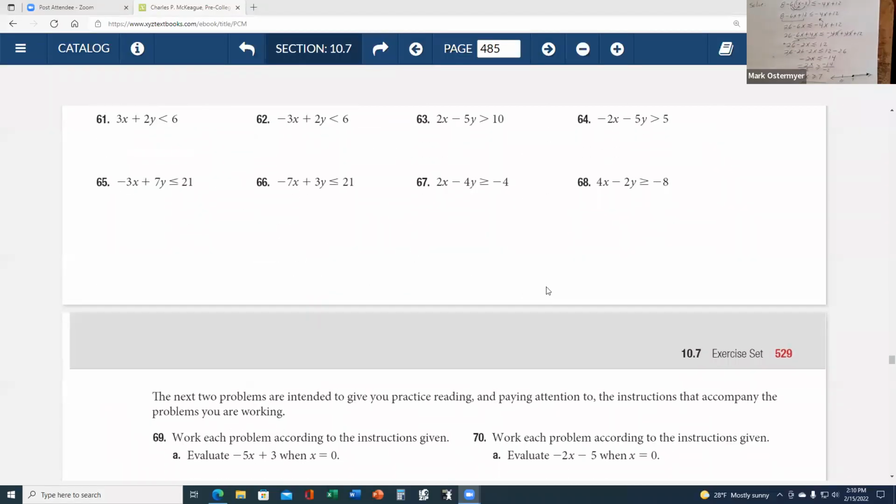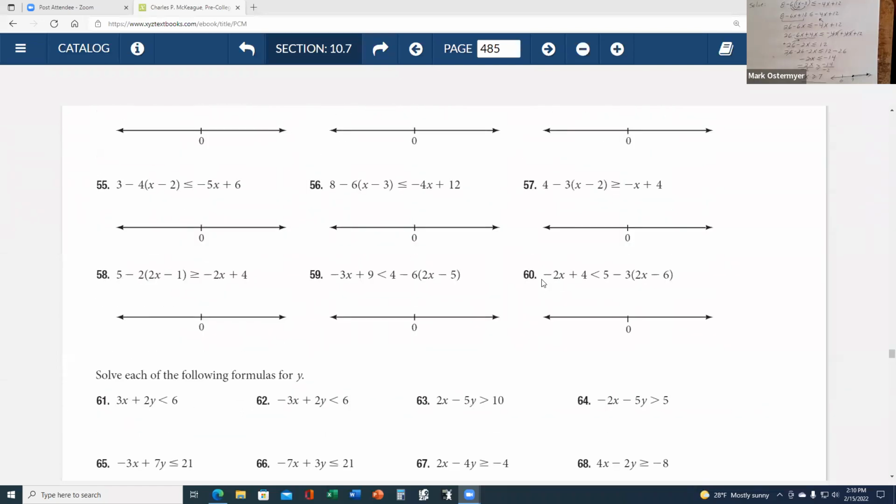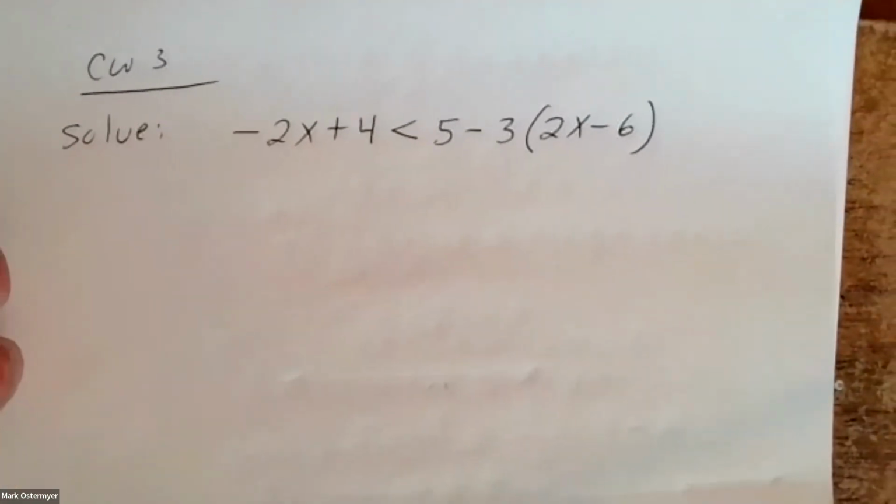All right, so let's see if I can have you do classwork number 3. Ladies and gentlemen, we'll call this number 3. See if you can solve this inequality here. Negative 2x plus 4 is less than 5 minus 3 times 2x minus 6. This is problem number 60. Go ahead and see if you can solve that inequality. Please graph the solution set on the number line.